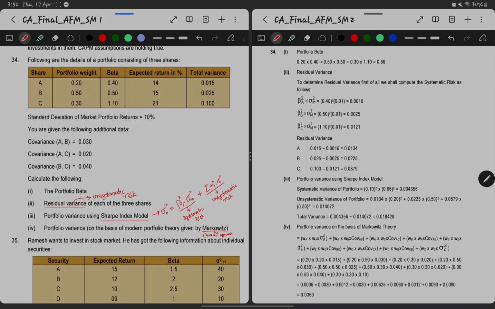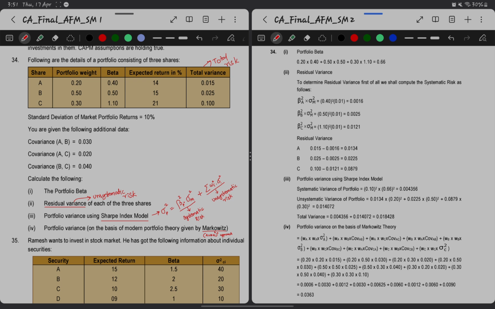Following are the details of a portfolio consisting of three shares A, B and C. The portfolio weight is given, beta is given, and the expected return of the portfolio is also given, along with the total variance, nothing but the total risk, for the shares. The standard deviation of the market portfolio is given, which is 10 percentage. Now covariance for AB, AC, BC is given.